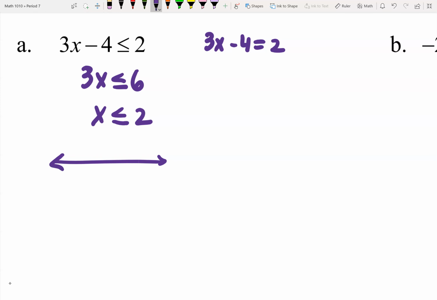Go to your number line. Make your 2. Everybody in the room tell me, open or closed? Closed is correct. And where are the numbers smaller than 2? To the right or to the left? To the left is correct.